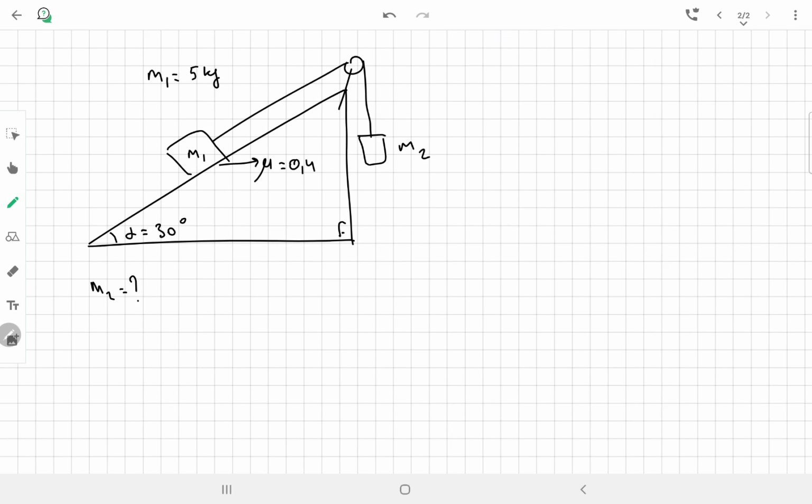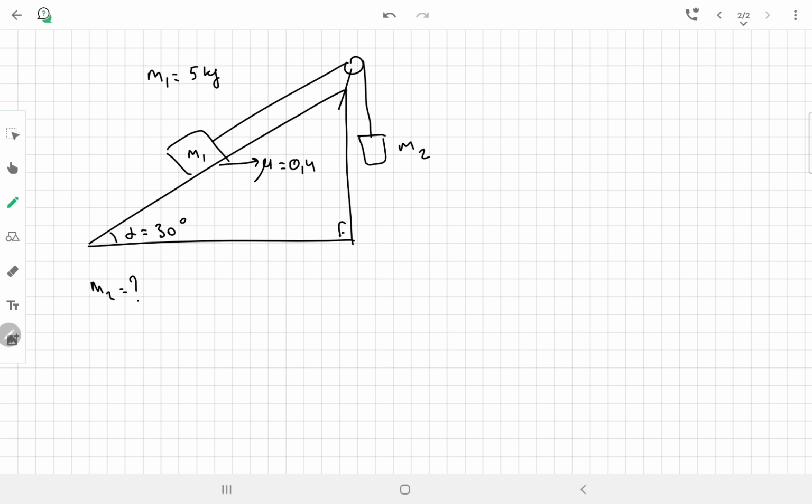Question problem as shown in this figure. First mass given 5 kg. There is a friction, so coefficient of friction also given 0.4, angle 30°. Question was what should be a value for second mass in order to keep this system at rest.